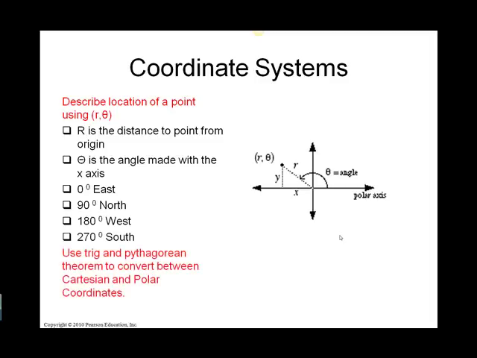And we can use trig and Pythagorean theorem. If we know the x and y components, then we can find the hypotenuse and we can find the angle, the magnitude, and the direction. And vice versa, right? If we know r and theta, then we can find x and y using trig.